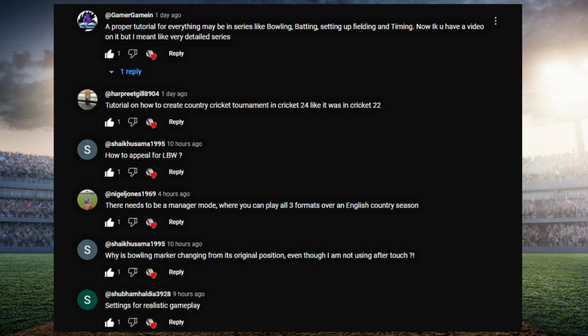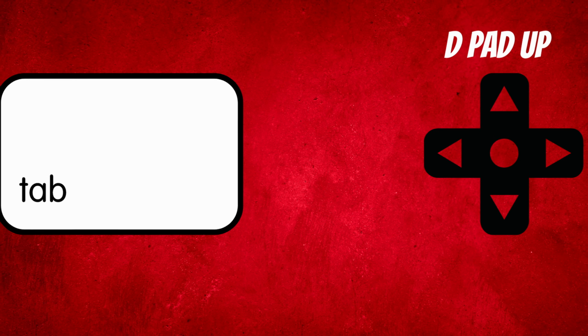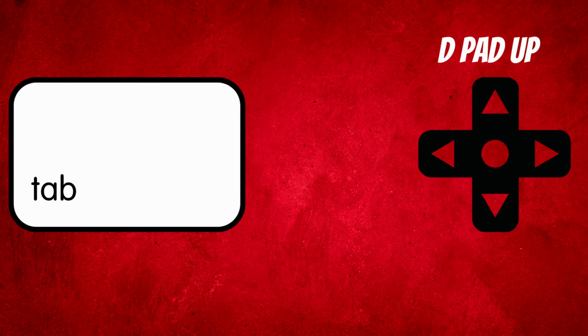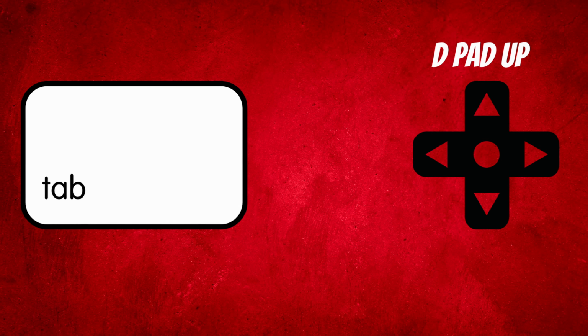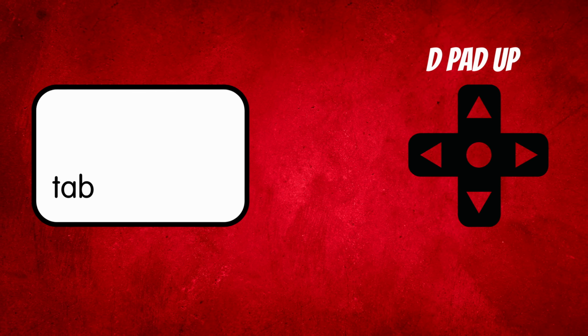Sheikh Osama 1995, how to appeal for LBW. Now I'm not sure if you mean on keyboard or controller. So on keyboard it is tab button for appealing, and on controller it's the D-pad up. You can see on screen if you need further clarity.